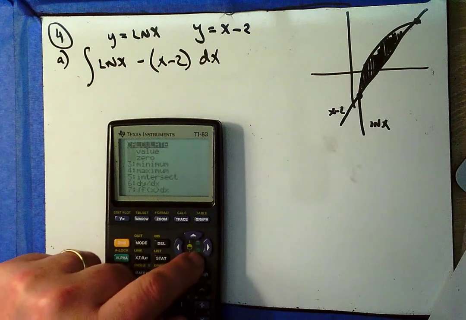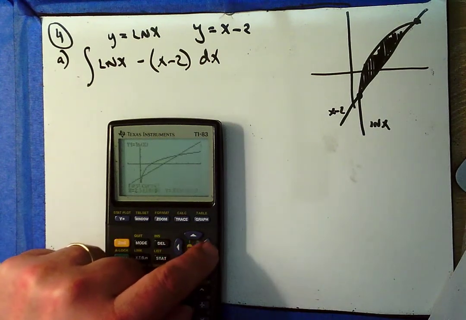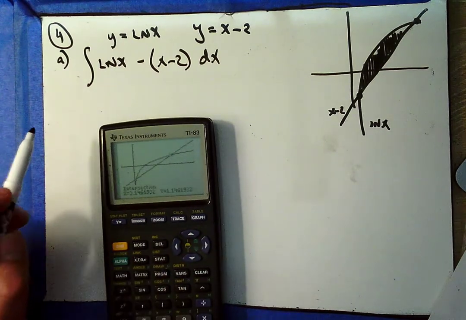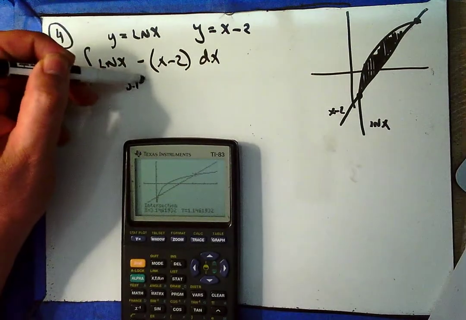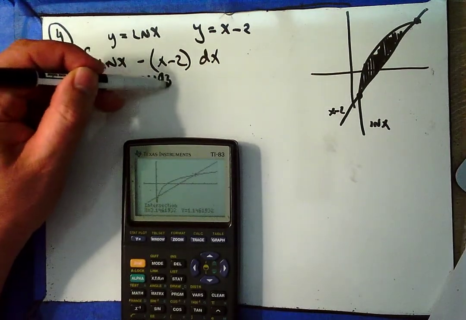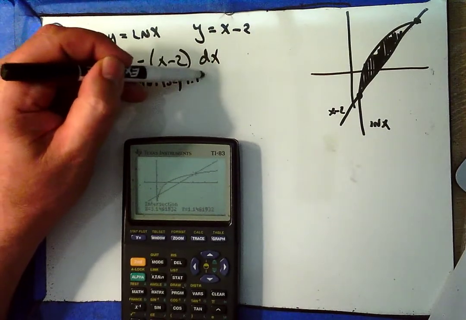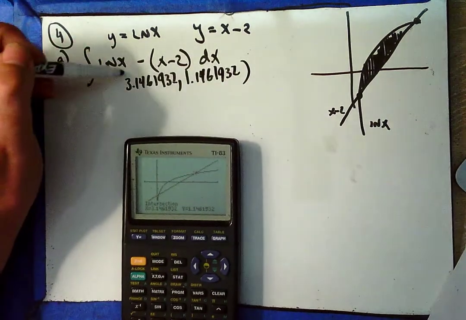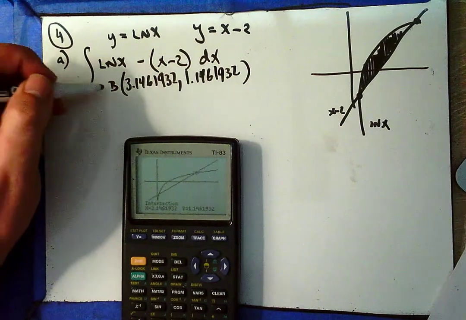I do second, calculate, intersect, bring my cursor close to the point of intersection and hit enter 3 times. And I get 3.146192, comma, 1.146192. Some people call this point B, and I want to talk about that in a minute.